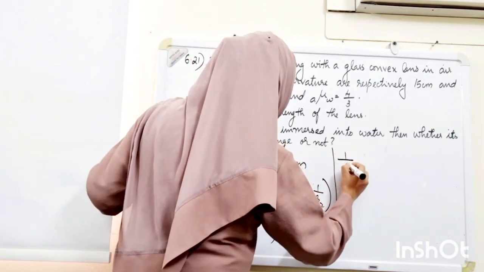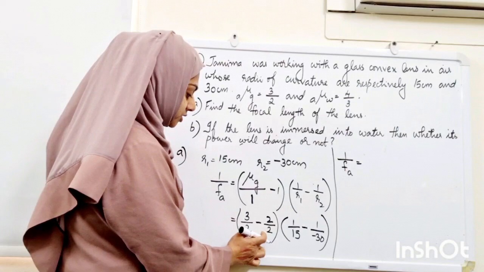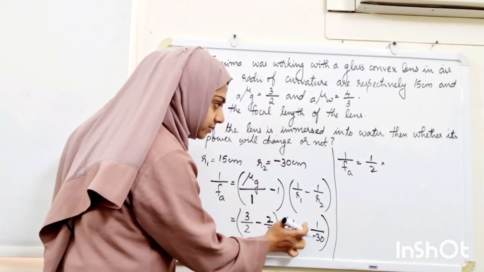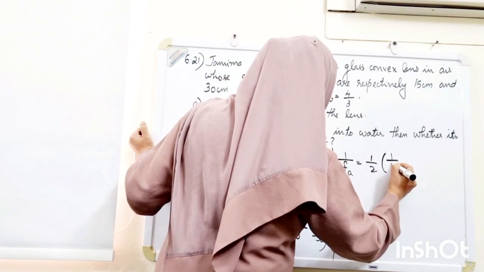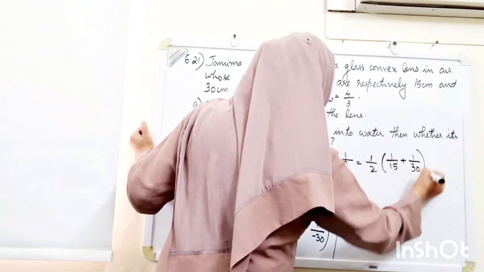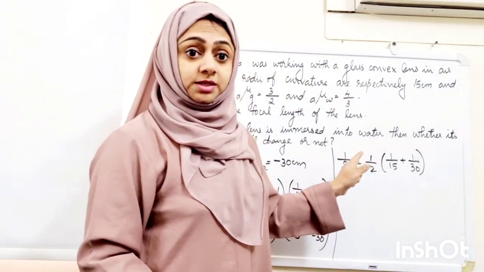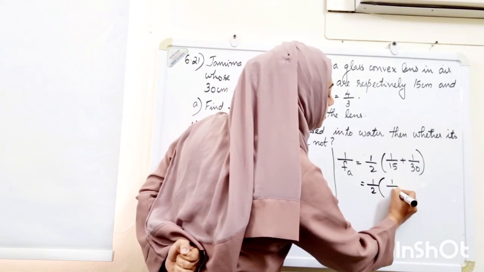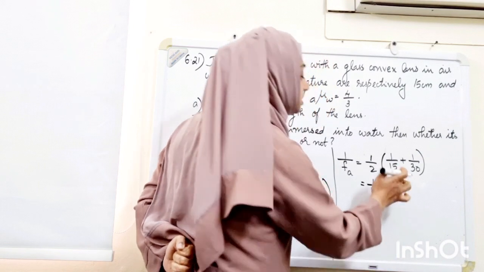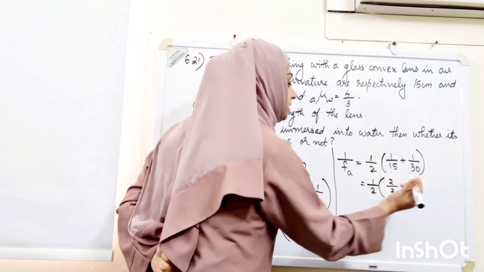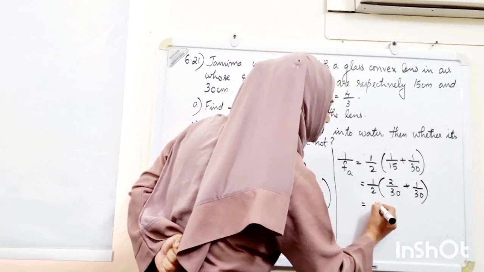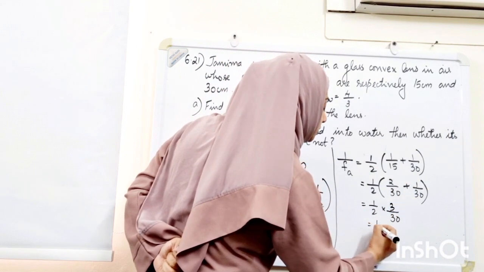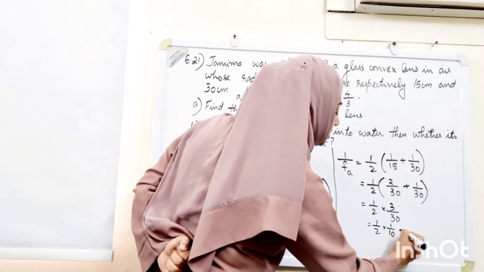So 1 by Fa is equal to 3 by 2 minus 3 by 2 will give you 1 by 2. So 1 by 2 times, I have here minus and minus. So this will become plus. So let me write it as 1 by 15 plus 1 by 30. Or in order to make the denominator same, I can multiply 2 in the numerator and denominator here. So this will become equal to 1 by 2 times 2 by 30. What I have done is multiplied the numerator and denominator with 2. So 2 by 30 plus 1 by 30. So this is equal to 1 by 2 times 2 by 30 plus 1 by 30 will be 3 by 30, which is equal to 1 by 10. So this is equal to 1 by 20.